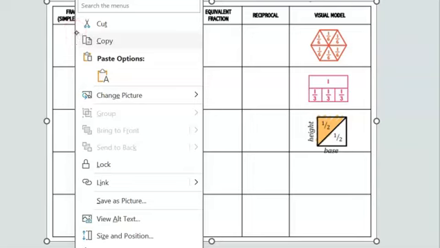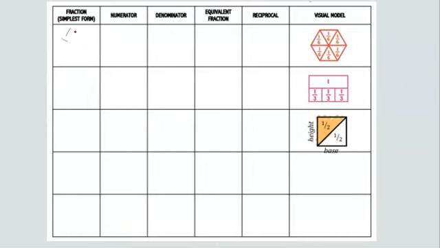is 1 over 6. So the numerator for this fraction is a 1. The denominator is a 6.